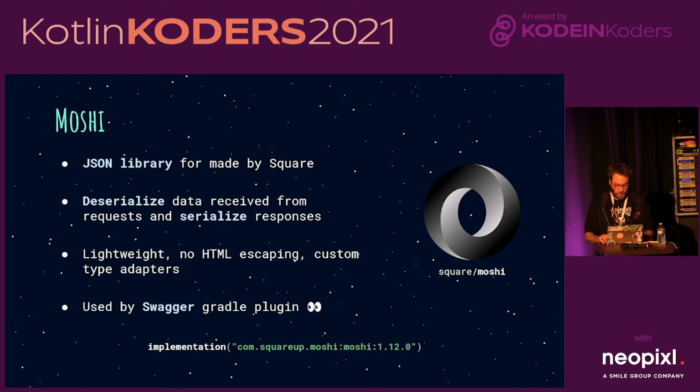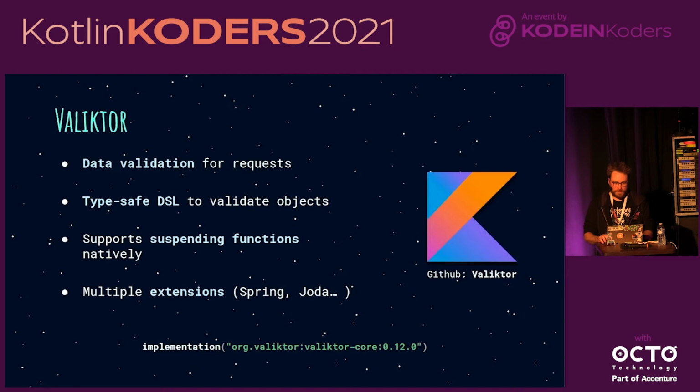It's a lightweight library, no HTML escaping. You can write your custom adapters, and it fits well with Android. And also it's used by the Swagger Gradle plugin, and I'll come back to it later. The latest version of Moshi is 1.12, and it's well maintained by Square. Okay, so now I have my content negotiation, so I can serialize and deserialize responses and requests.